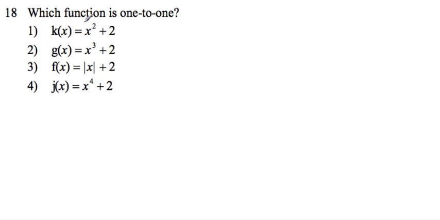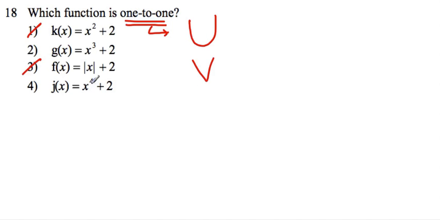Number 18. Which function is 1-to-1? The fact that it has to be 1-to-1 means it has to pass the vertical line test and also the horizontal line test. You see, a square is a parabola. Whenever you have a parabola, it's not going to pass the horizontal line test. So this one is out. So is absolute value, because it looks like this. It's not going to pass the horizontal line test.